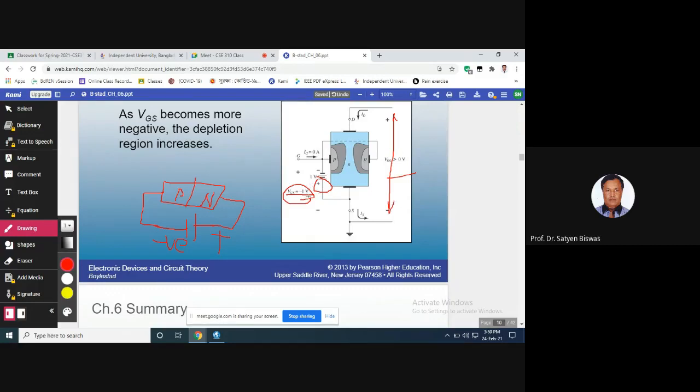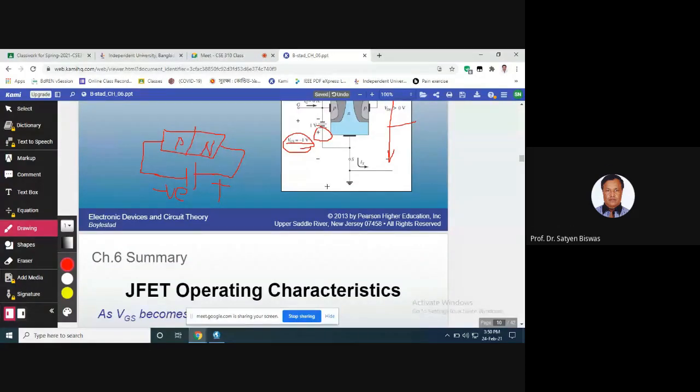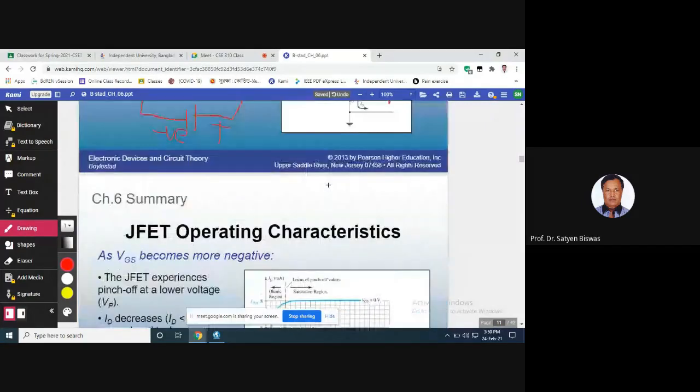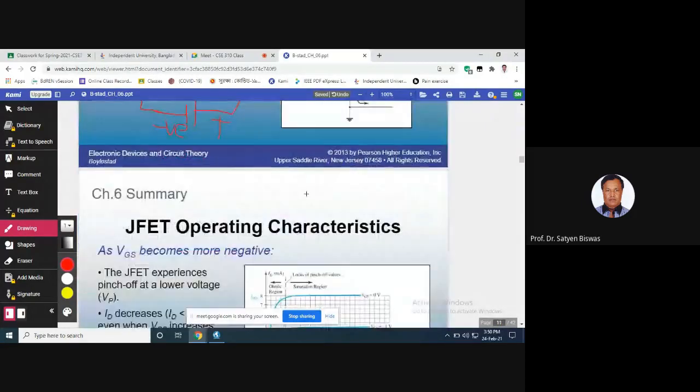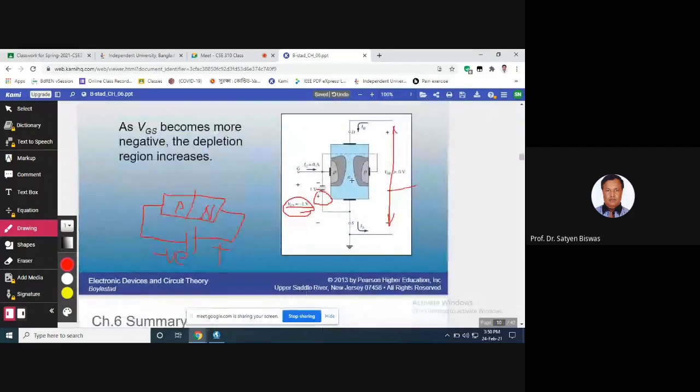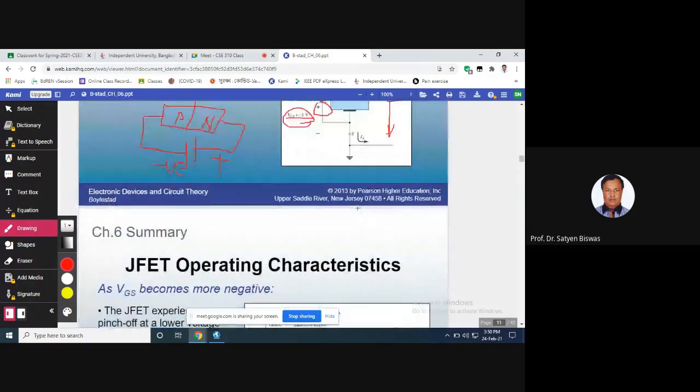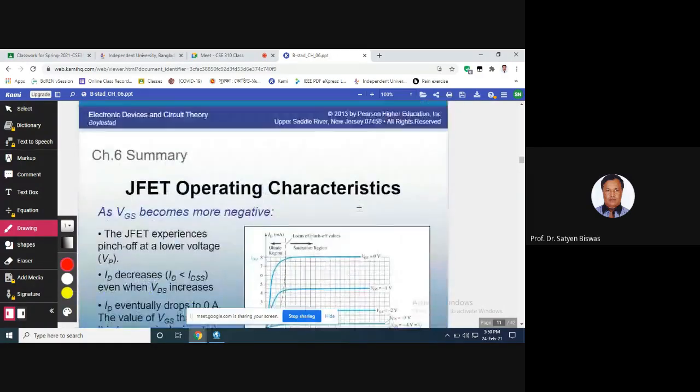So when you apply negative voltage here, that means reverse bias again, and the same thing happens, right? If we increase the VGS to -1, -2, -3, gradually increasing the negative voltage, the depletion regions will come close to each other and will touch each other, right? The same thing happens.